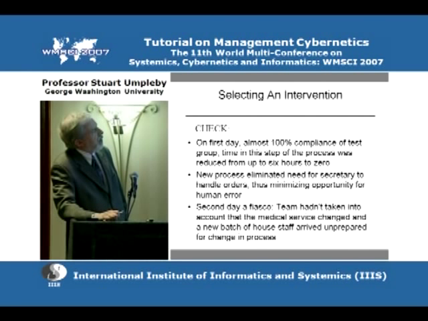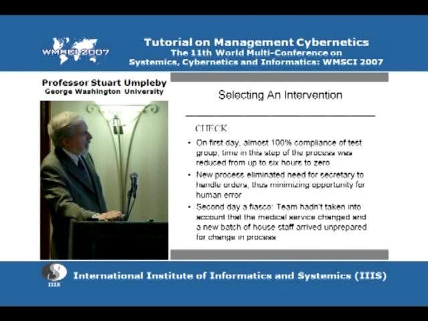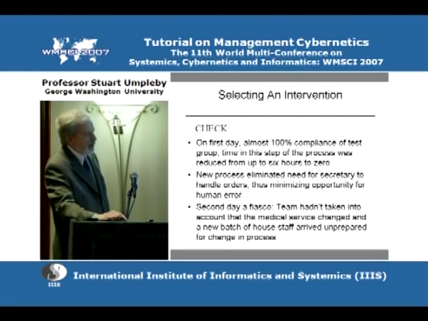On the first day, almost 100% compliance, and the time in the process was reduced from up to 6 hours to zero. That's pretty impressive. And the new process eliminated the need for the secretary to handle the orders, thus minimizing the opportunity for human error. Second day was a fiasco. The team hadn't taken into account that the medical service changed and a new batch of house staff arrived unprepared for a change in the process.